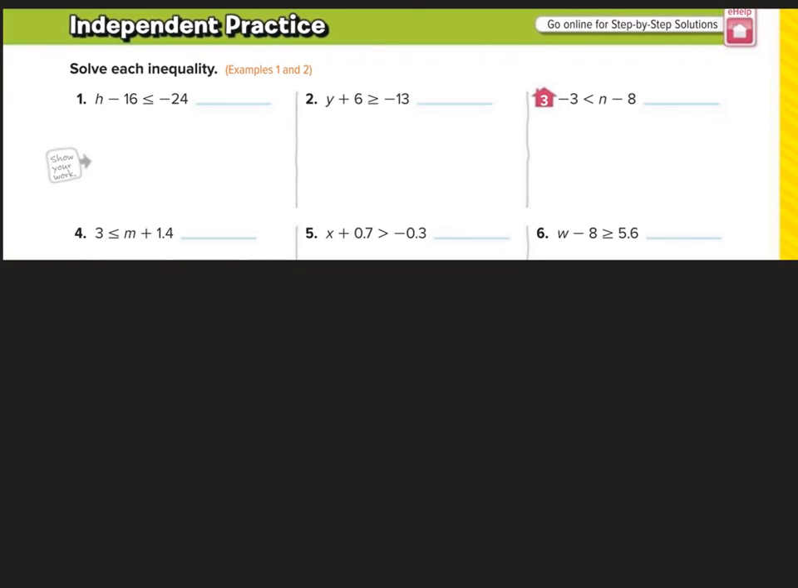Moving on to number 5. X plus 0.7 or 7/10 is greater than negative 0.3 or 3/10. I have to subtract 7/10 from both sides of the inequality to get x by itself. X is greater than negative 3/10 plus negative 7/10, which is negative 1. So x is greater than negative 1.